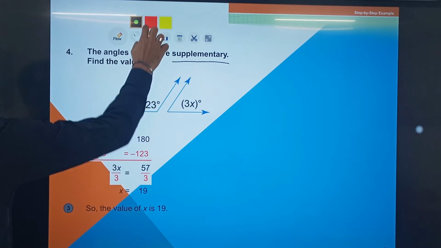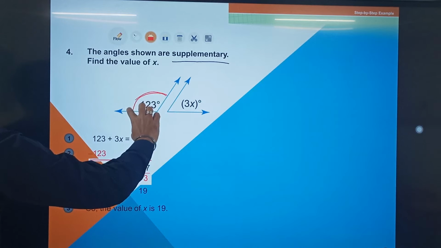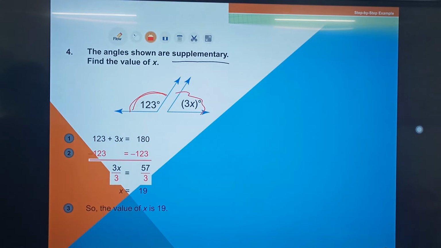What will we do in this case? I will add 123, this angle, plus this angle, 3x. I will add the two measures together. So 123 plus 3x is equal to 180.